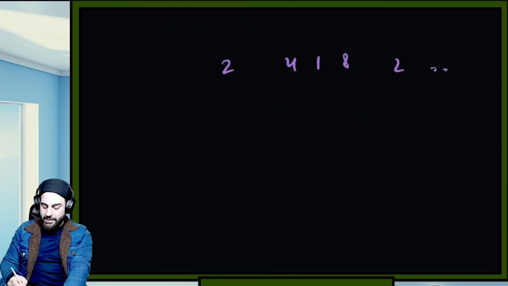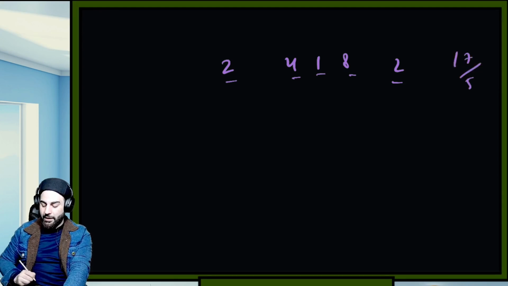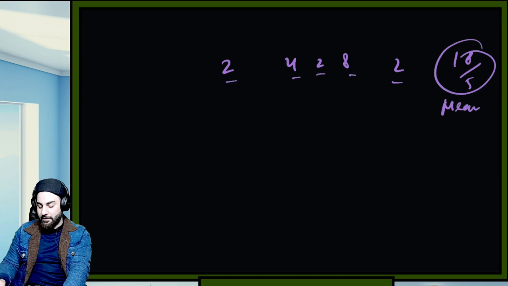So if I just take the mean of these values, let's suppose I have these values 2, 4, 1, 8 and 2. This is 10, 11, 15, 17. So 17 divided by 5. Okay, and let's make it 18. Let's make it 18 by having this 2 also. So this is 18 by 5. And this is my mean value, let's say. Okay, this is my mean value.